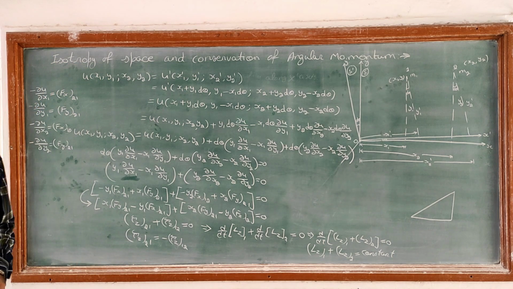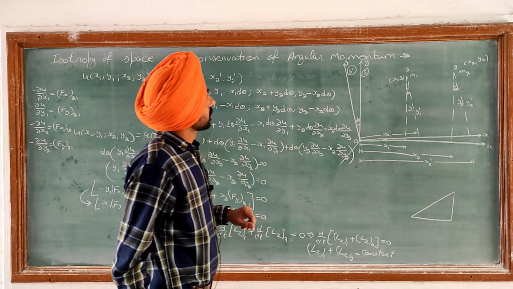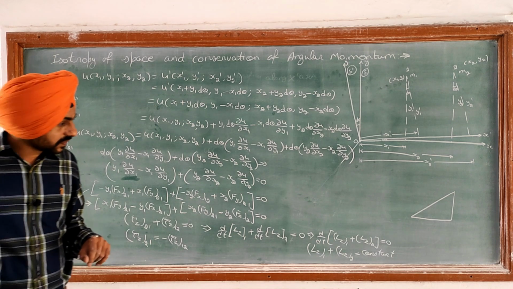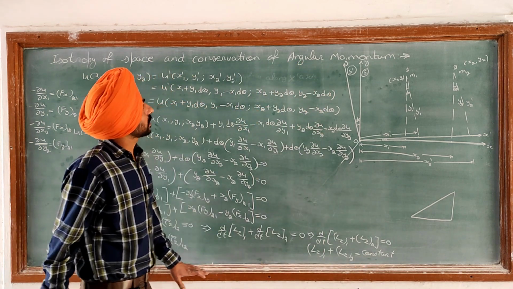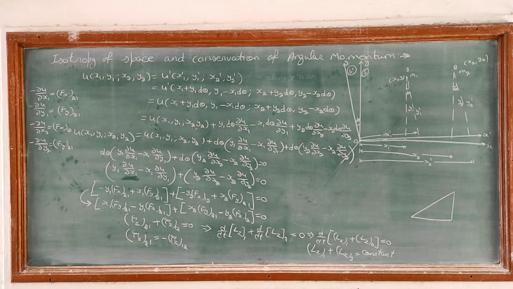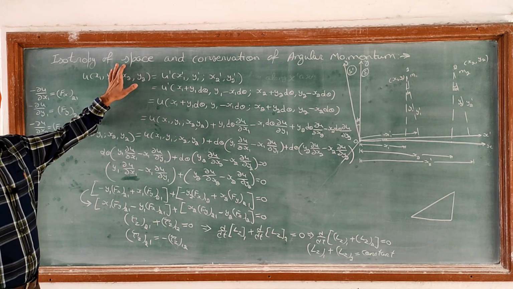So from here, if the frame of reference is rotated about the z axis through a small angle d theta, the z component of angular momentum of the system remains constant or conserved. So this is the conservation of angular momentum, or law of conservation of angular momentum. Hence, the law of conservation of angular momentum follows from rotational invariance, that is, isotropy of space.